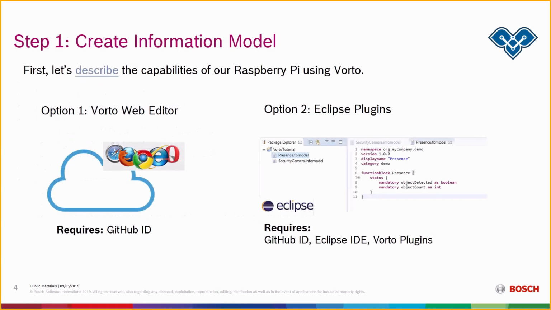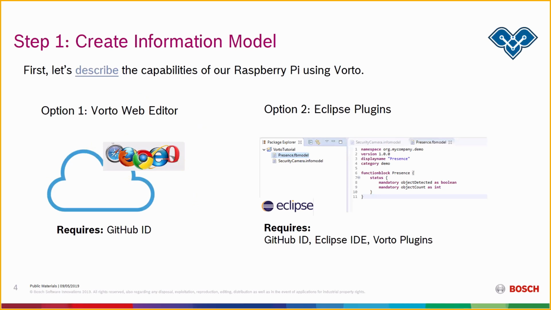If we now jump forward to the first step, which is creating an information model, there are basically two ways you can do that. You can use the Vorto web editor, which is integrated into the Vorto repository we will use in this case, and you'll see that in a minute. The other option is using the Eclipse plugin. So you can actually write information models, function blocks, and data types inside of your Eclipse IDE as well. But in this case, as I said, we will use the Vorto web editor.